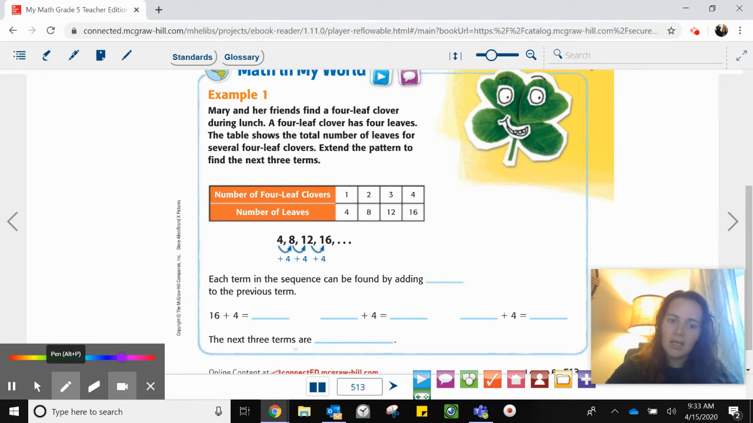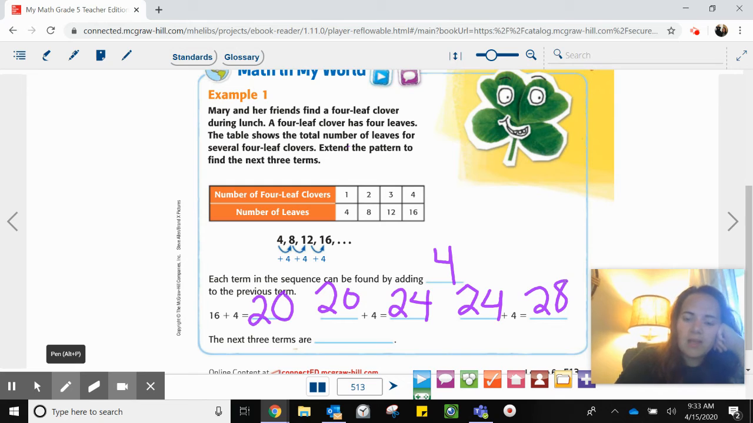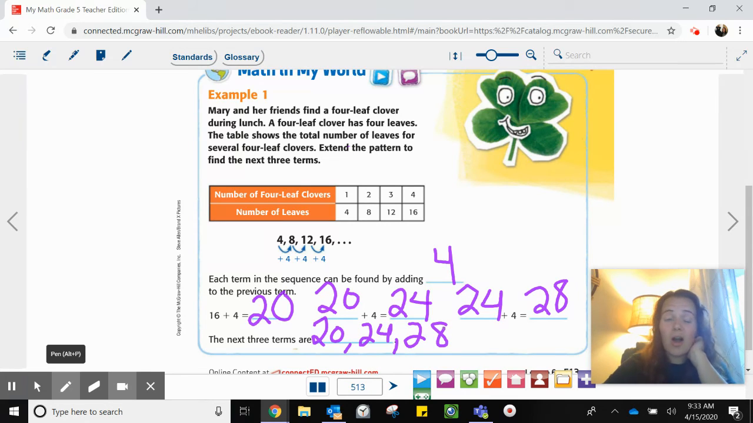So then we would try addition. 4 plus 4 is 8, 8 plus 4 is 12, 12 plus 4 is 16. So we can add 4 to the previous term. That means 16 plus 4 is 20, 20 plus 4 equals 24, and 24 plus 4 equals 28. So therefore, the next 3 terms are 20, 24, and 28. Okay, patterns are not hard. However, if you don't take the time to really make sure you're figuring out what that rule is, then you're going to be making careless mistakes left and right. Okay, go ahead and meet me on the next page.